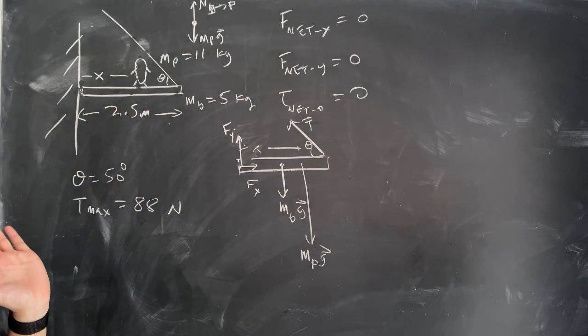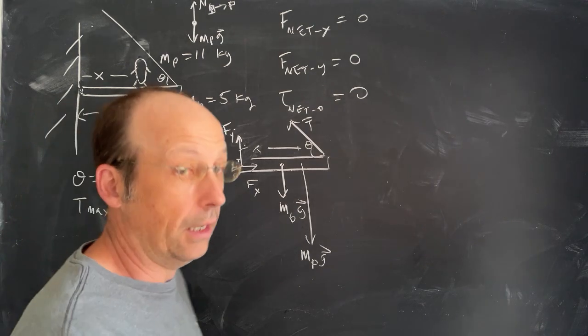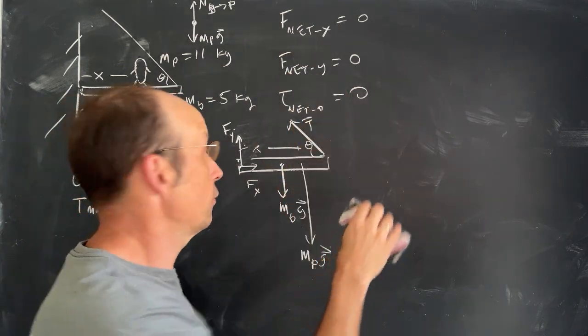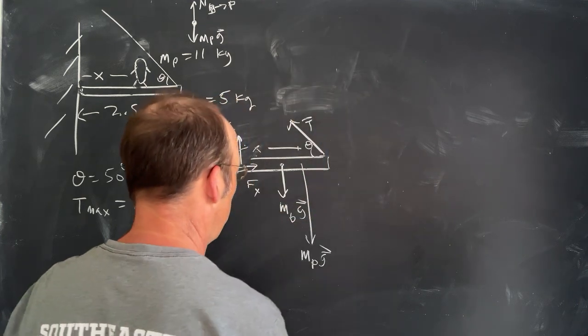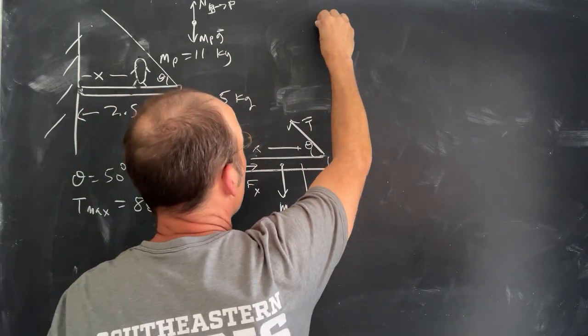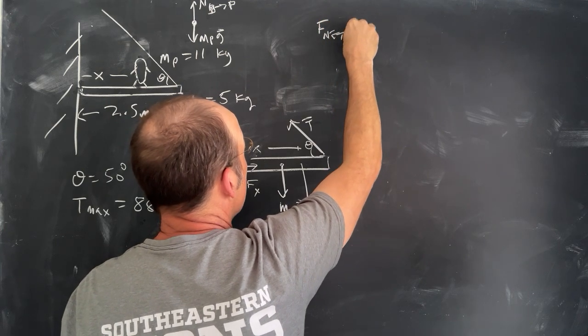Now, I already know how to solve the problem, okay? Hopefully that's not a surprise. But I'm going to set it up in a logical way. I'm going to write down these three equations first, because if I recall, it's not a terribly difficult problem. So let's write down this first one, F net in the x direction.